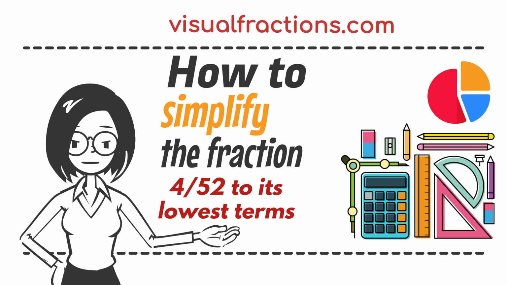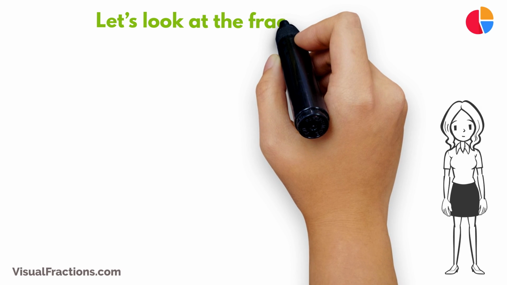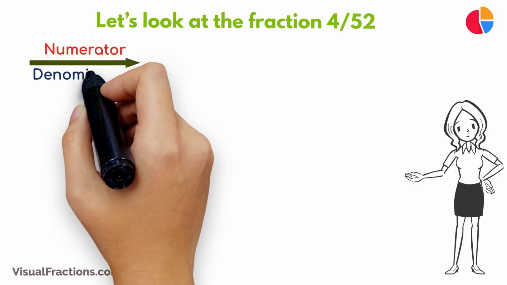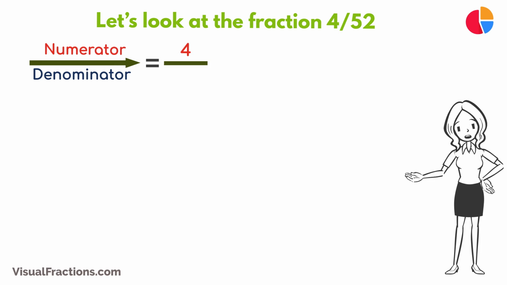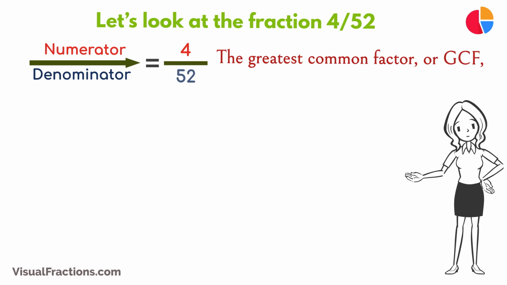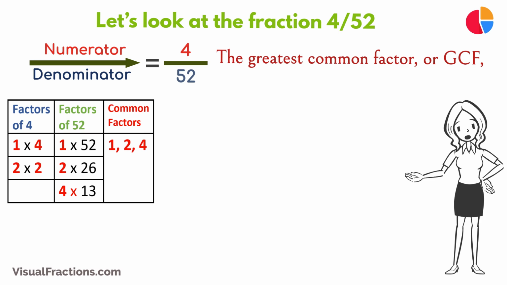Today, we're going to explore how to simplify the fraction 4/52 to its lowest terms. Let's look at the fraction 4/52. To simplify it, we'll divide both the numerator and the denominator by their greatest common factor. The greatest common factor, or GCF, is the largest number that can evenly divide both the numerator and the denominator of a fraction without leaving a remainder.